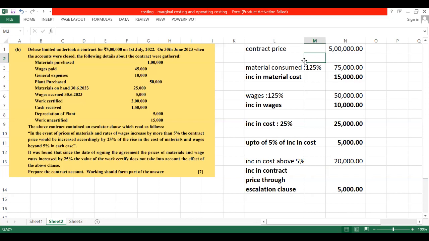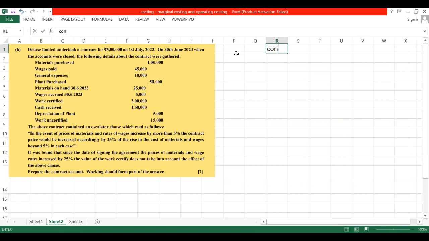On that, 25% of this 20,000 will get added to my contract price, not the entire increase. Okay, not the entire increase in cost gets absorbed in the contract price. Only a percentage of the increase in the cost gets absorbed into your contract price by way of a revision through escalation clause. So once we identify this value, then preparing a contract account is very simple. We'll go ahead and prepare a contract account now.